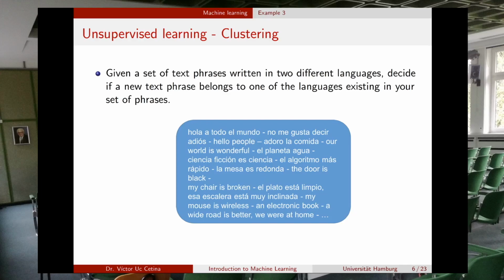The idea behind this problem is that we need to learn patterns that make a phrase look like Spanish, and also learn the pattern that makes a phrase look more like an English phrase. But we are not given these labels. This is why this kind of problem is called unsupervised learning. We are given only the inputs, not the outputs.